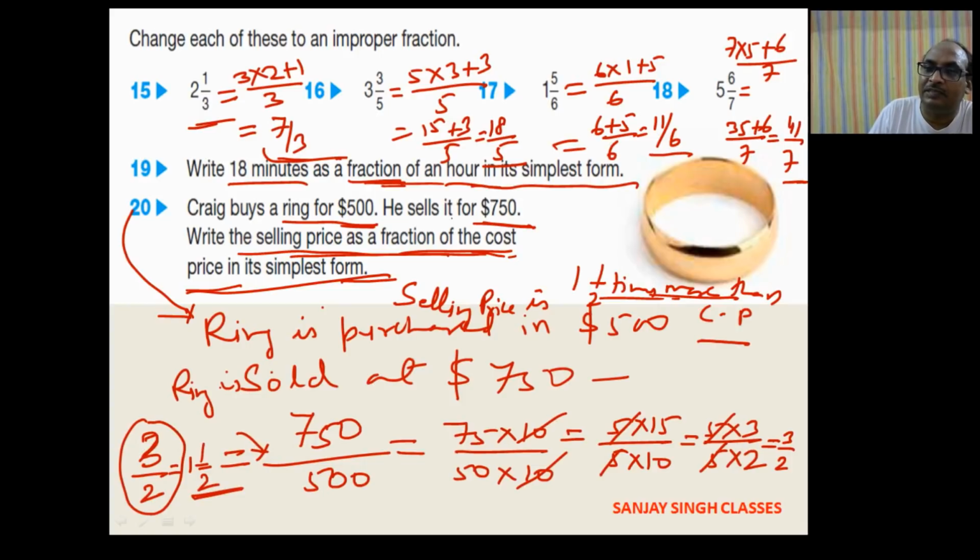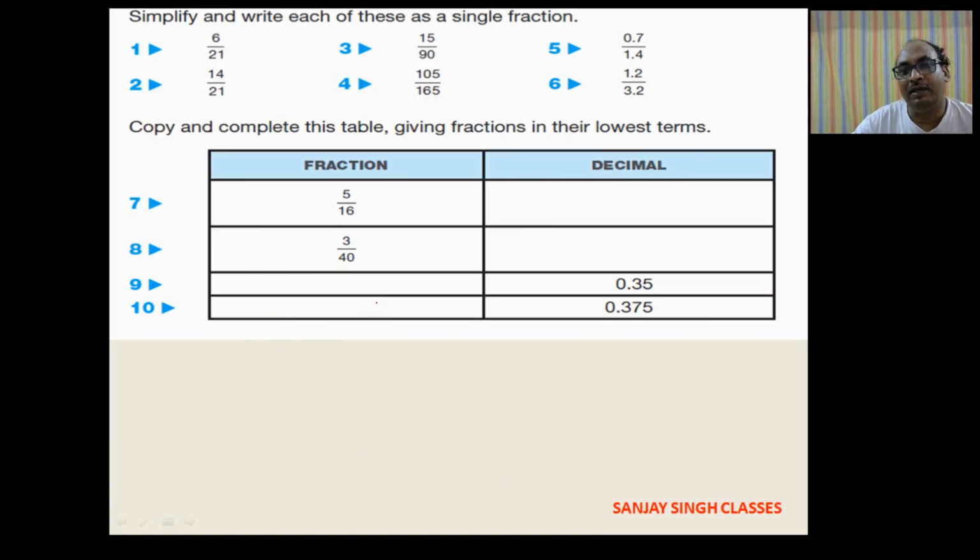So the selling price has become 750. Here 500 was there, 500 plus 250. So $250 is half of the cost price. So 1.5 times. Okay, right. So I hope you all have understood. And now exercise 1 star, which I am going to discuss here, I will be solving very fast.